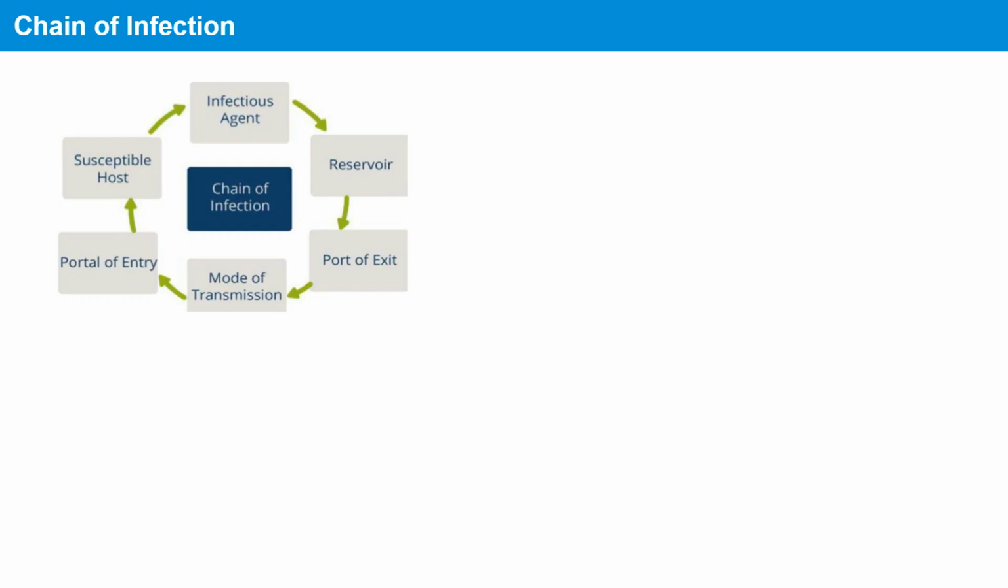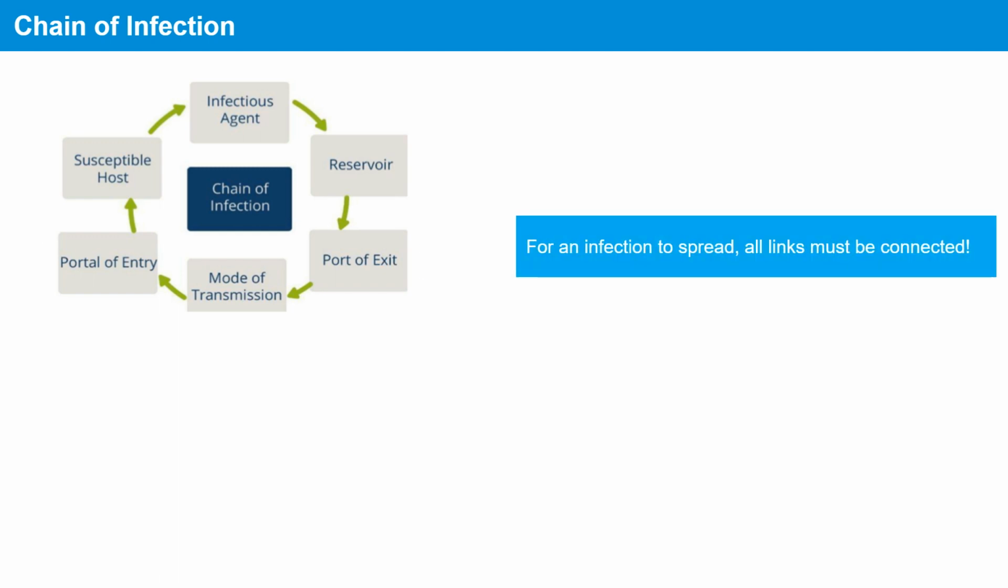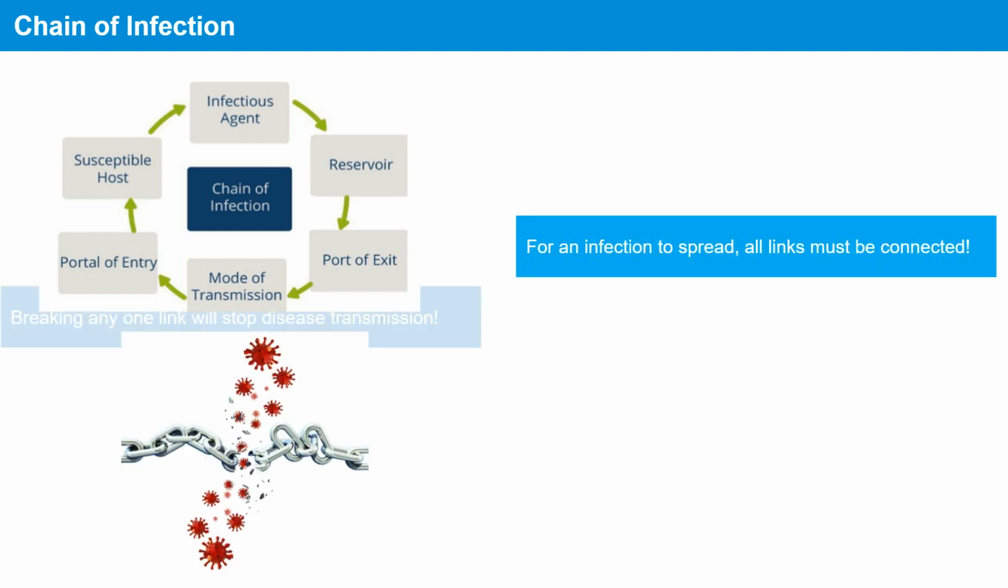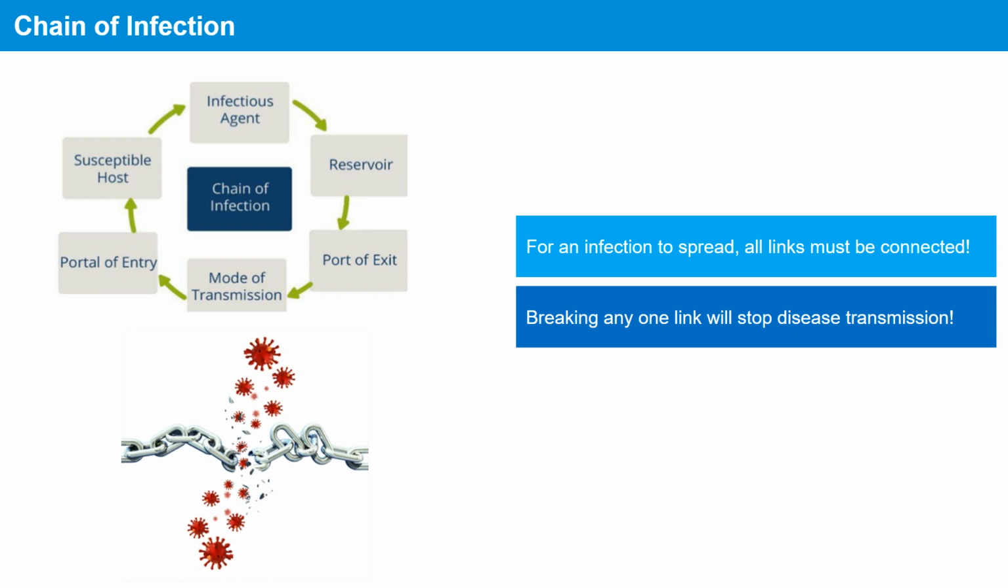Here you can see the typical chain of infection. For an infection to spread, all links must be connected. Breaking any one link will stop disease transmission.